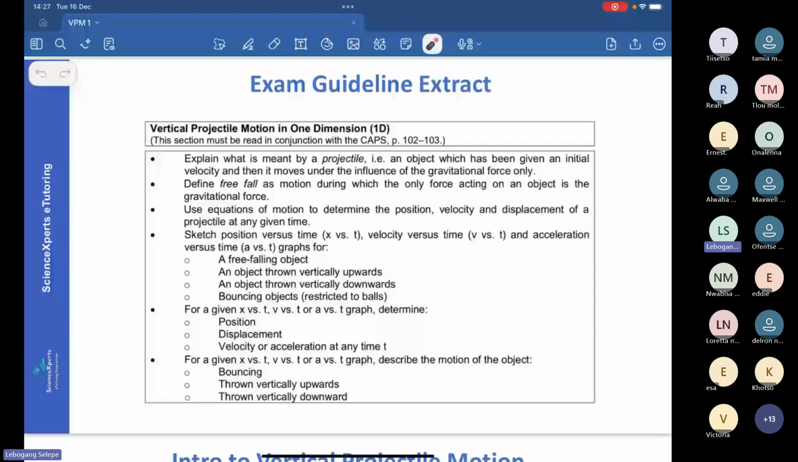Then we're gonna have to be able to use equations of motion to calculate different variables, right? But acceleration won't be one of the variables because it will always be given as 9.8 meters per second squared down.